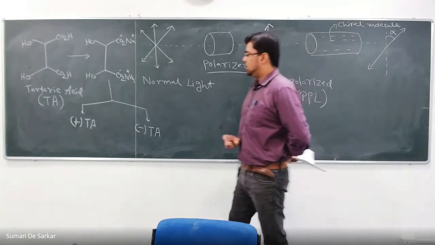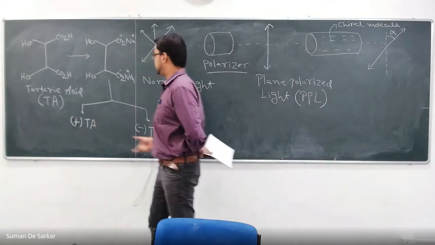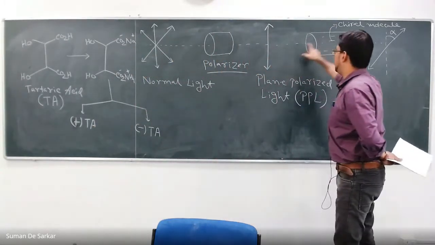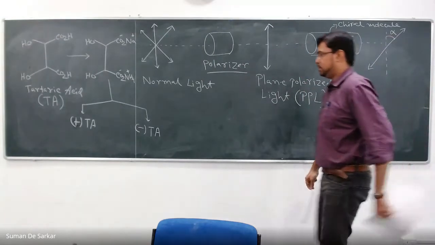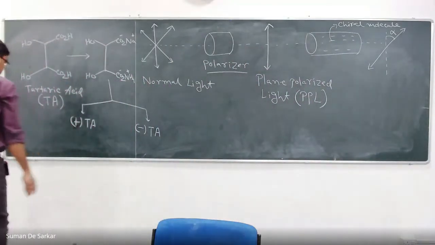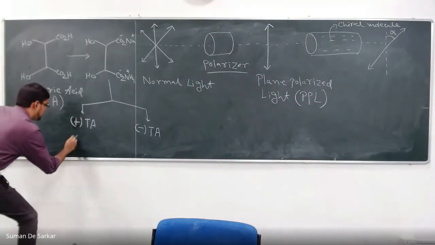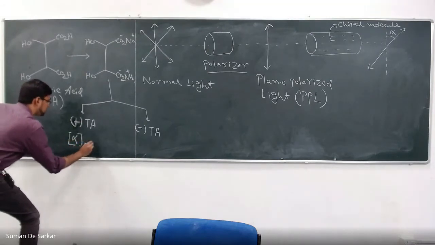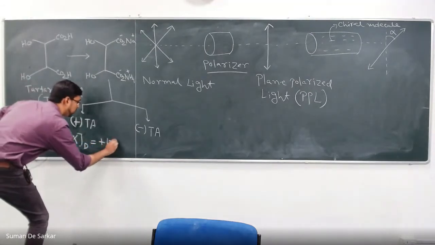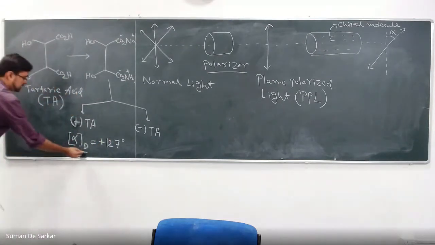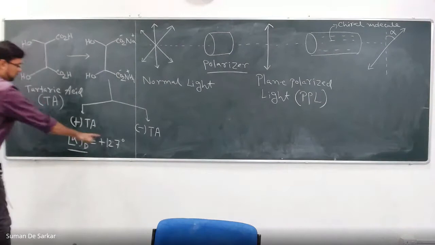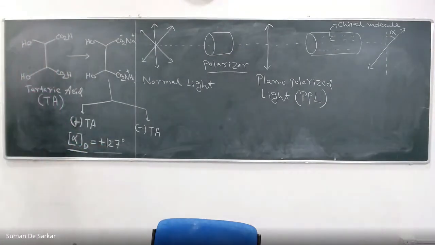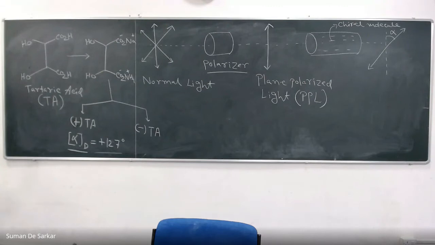After this separation, he took first the plus tartaric acid and made a solution like this and passed plane polarized light. And he measured this alpha, the amount of rotation. And he observed that the rotation here, alpha D, is plus 12.7 degree. What is this alpha D? I'll also discuss it at the end of this lecture. Don't worry. This is called specific rotation. But just look at the values. Okay, plus 12.7 degree, the rotation.